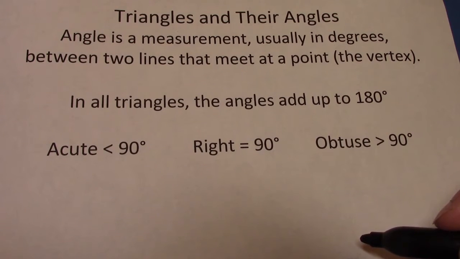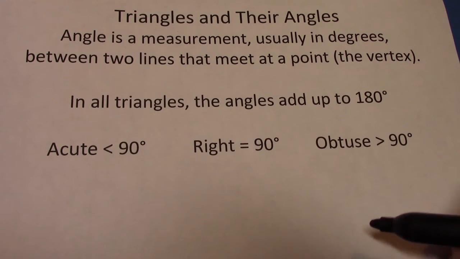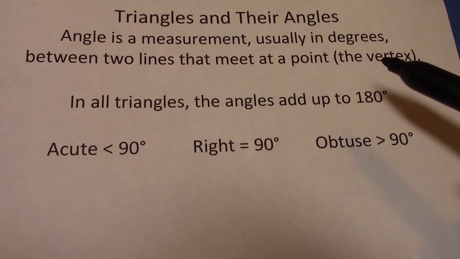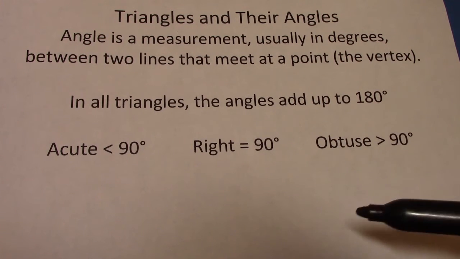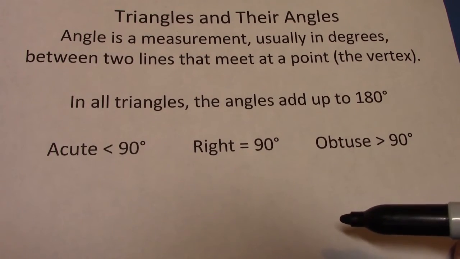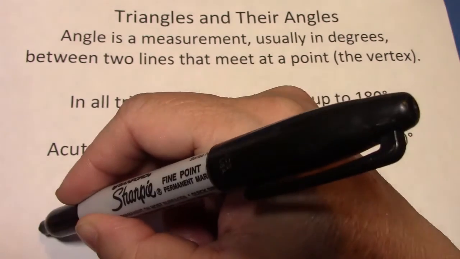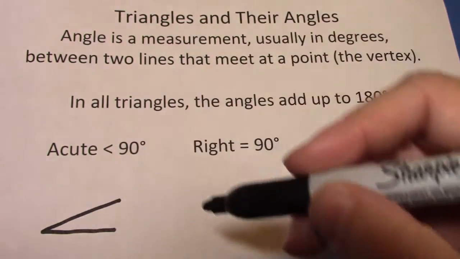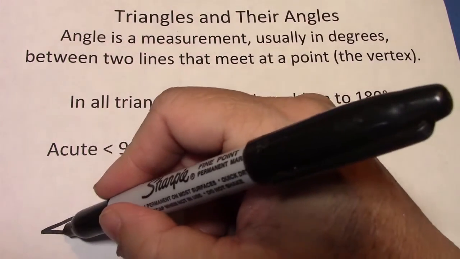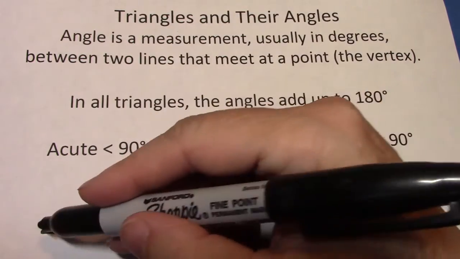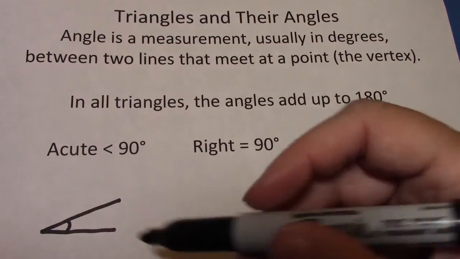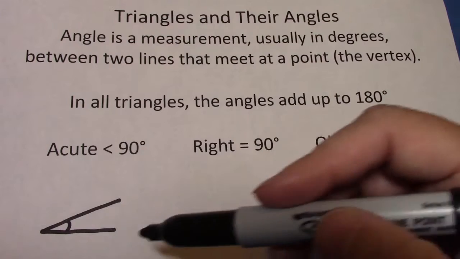Triangles have three sides. They also have three angles. An angle is a measurement, usually in degrees, between two lines that meet at a point called a vertex. So an acute angle is less than 90 degrees. These are the two lines. This would be the vertex, and this angle would measure less than 90 degrees.